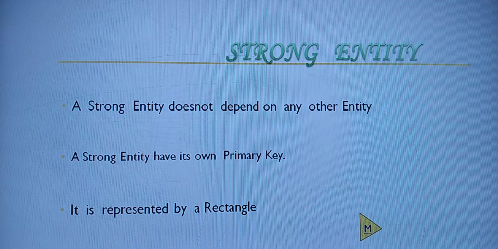The next point is it has its own primary key. Similarly, it is represented by means of a rectangle. The ER model diagram we have already discussed, no? So in this, the strong entity is represented by means of a rectangle. So clear with the strong entity? Yes, next we can see the next one.